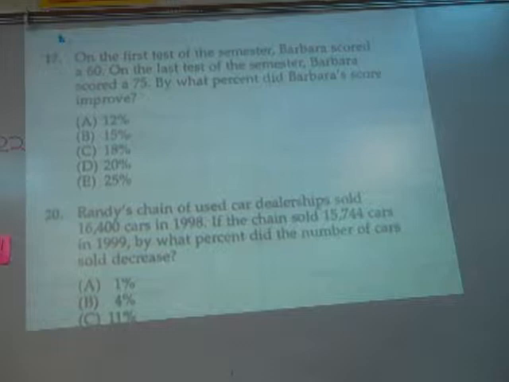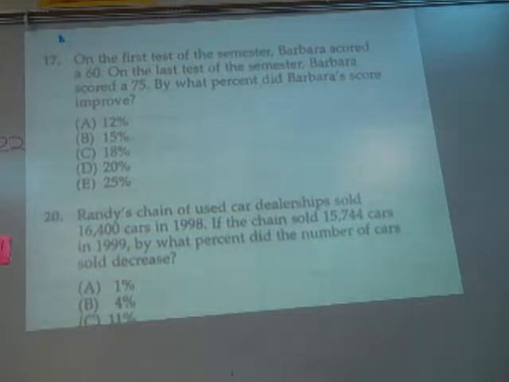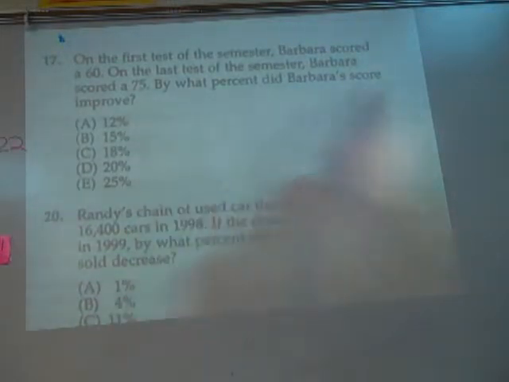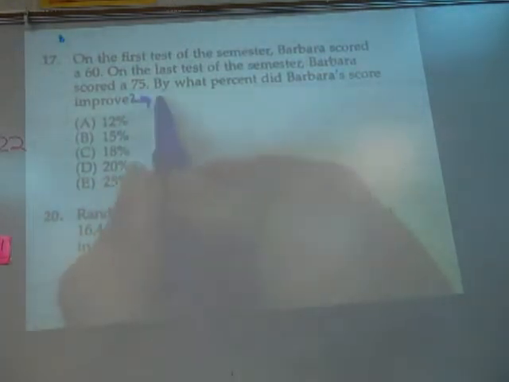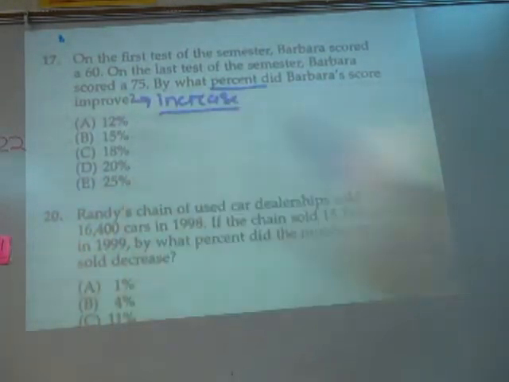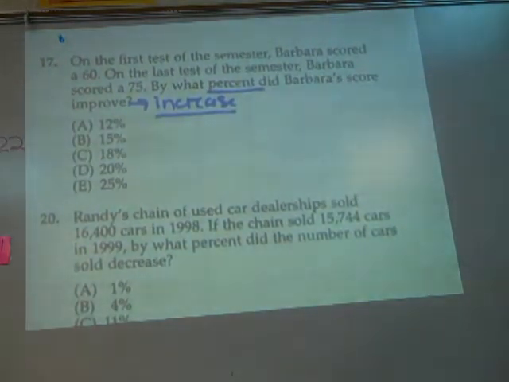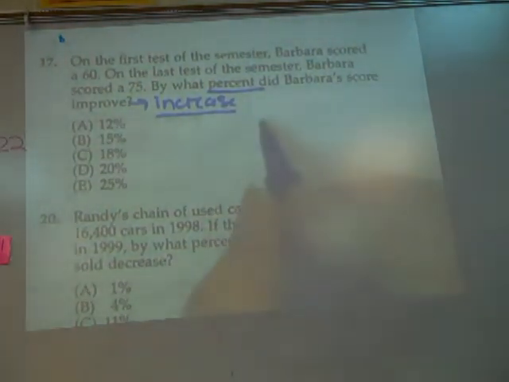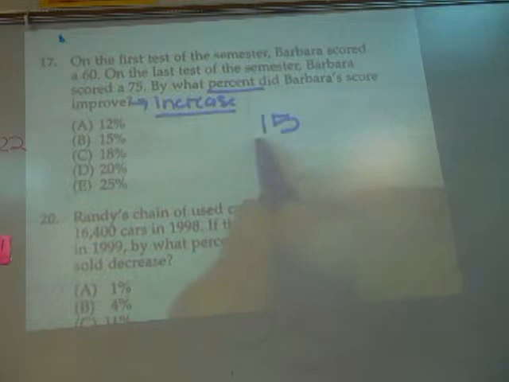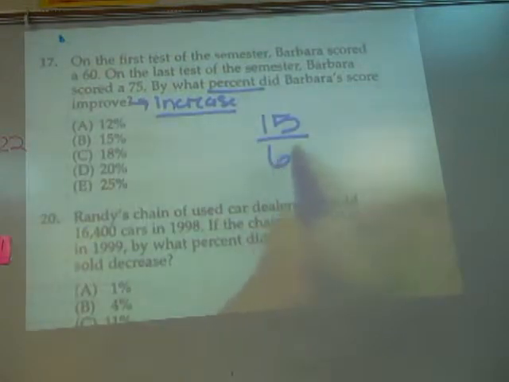On the first test of the semester, Barbara scored a 60. On the last test, she scored a 75. By what percent did Barbara's score improve? Remember, improve is another word for increase. So this is a percent increase problem. So we do the difference in her two scores, which was 15, divided by the original, times 100.